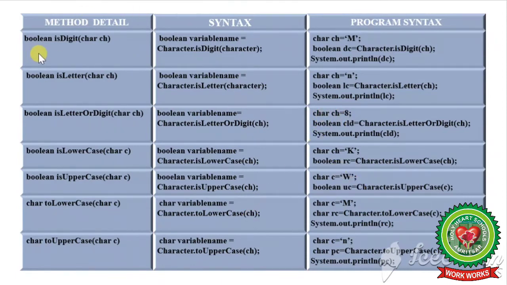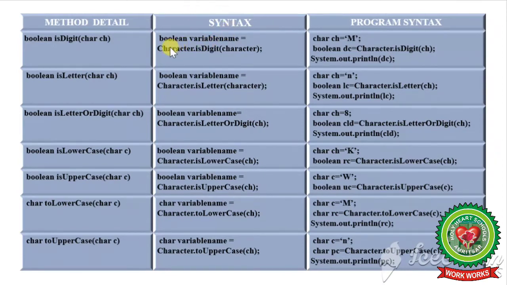So our first method is boolean isDigit(char ch). As is clear from the name of the method, isDigit will check whether a given character is a digit or not. Digit means numbers 0, 1, 2, 3 and so on. As it is checking, it will return a boolean result. Boolean result means it will return the answer in true or false. Now, how to write it in a program?